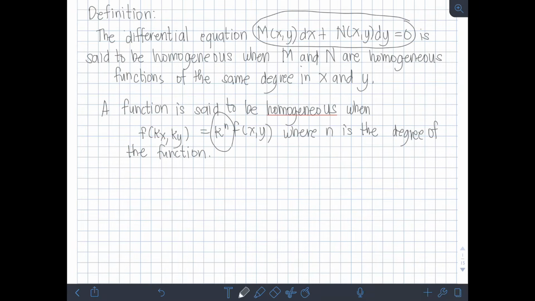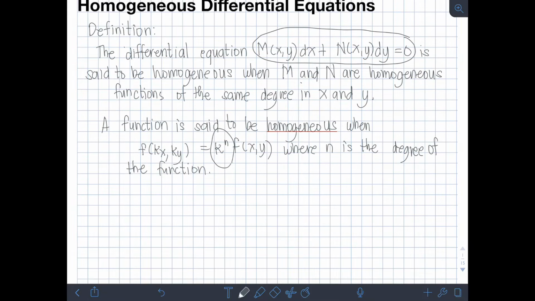Okay? Ngayong alam na nating mag-identify kung ano yung homogeneous at hindi homogeneous na function, going back sa definition, mas maintindihan na natin yung definition na dapat daw pareho homogeneous yung M of x, y at N of x, y natin at dapat same degree sila para masabing homogeneous differential equation yung given.